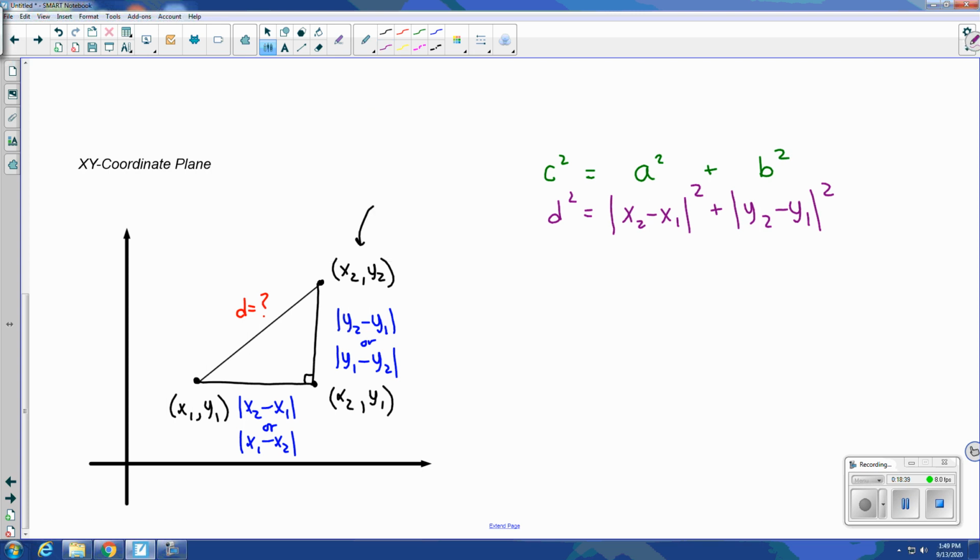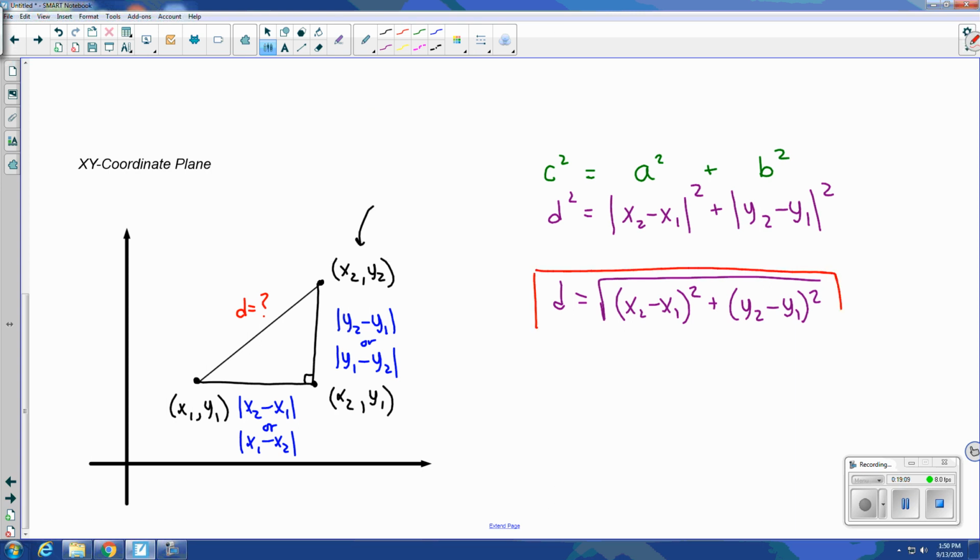They'll take the square root of both sides, so we just have D equals. And because we're ultimately squaring these absolute values, we actually don't need to use absolute value, because the squaring process will make the number positive either way. So this is what you will see, and that is the distance formula. So the distance formula is nothing more than the Pythagorean theorem in disguise.